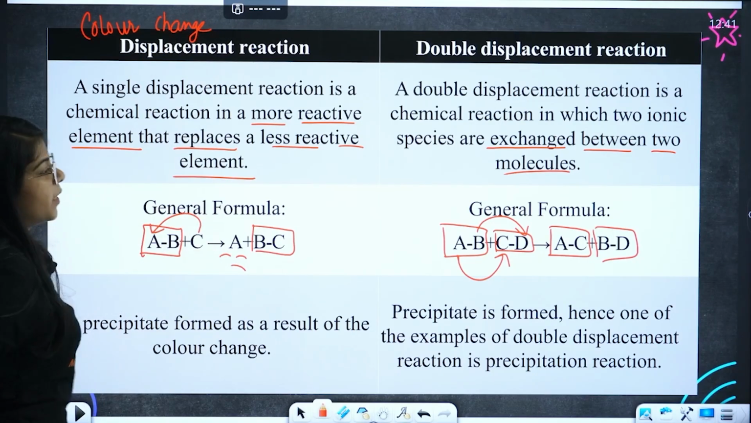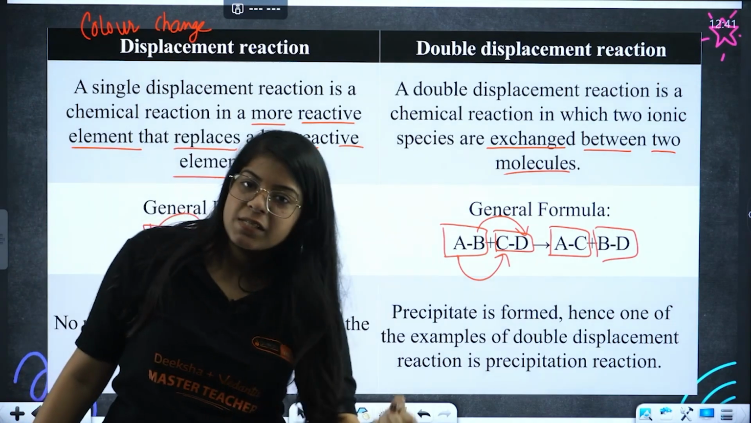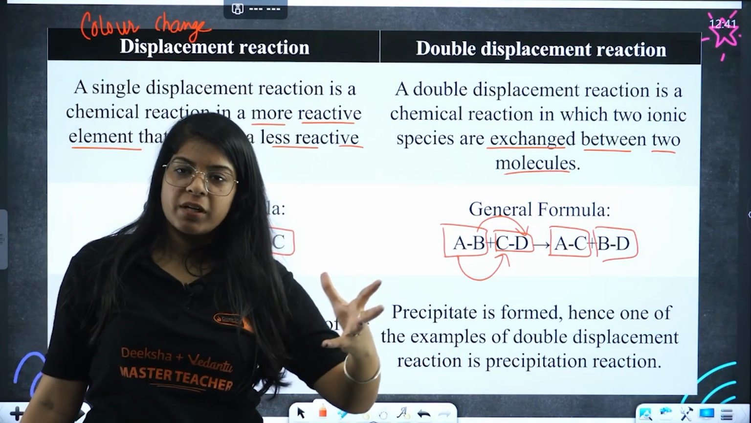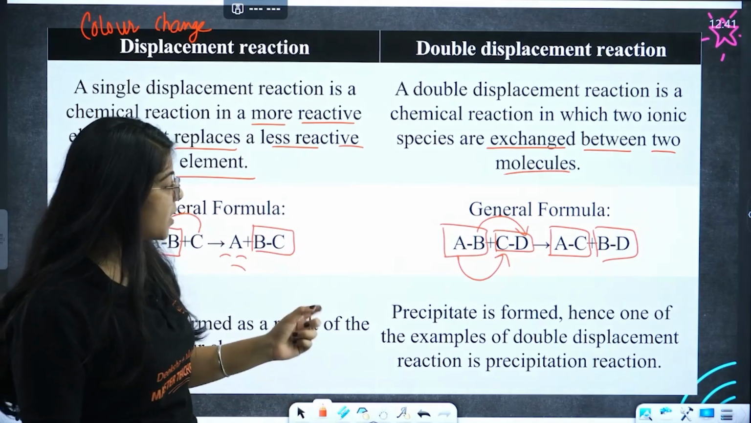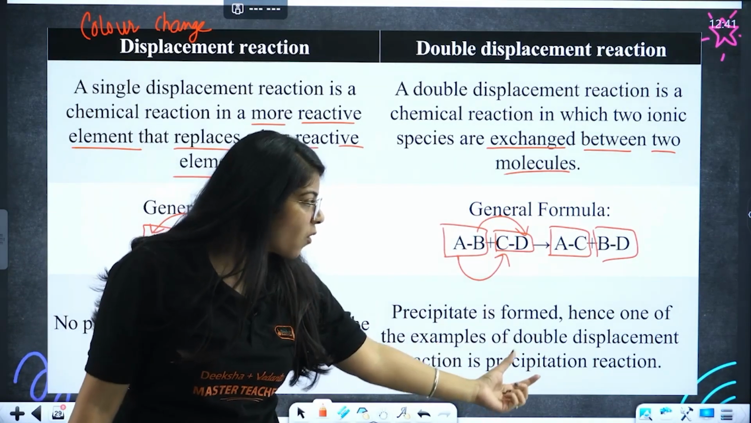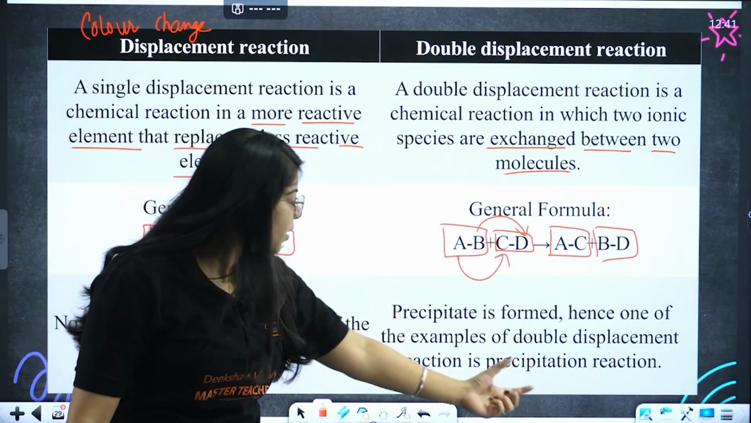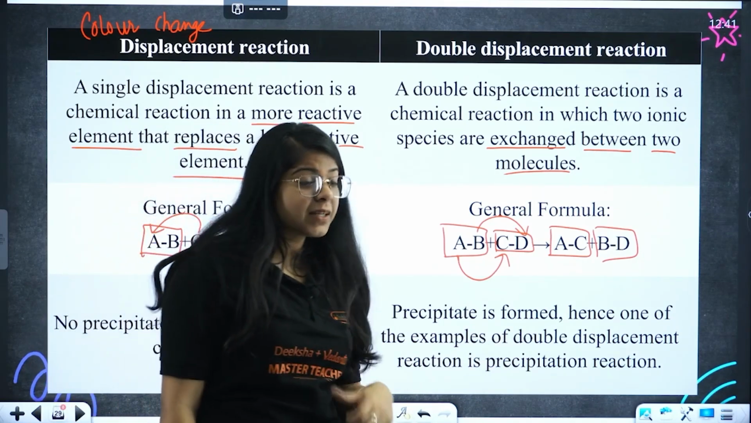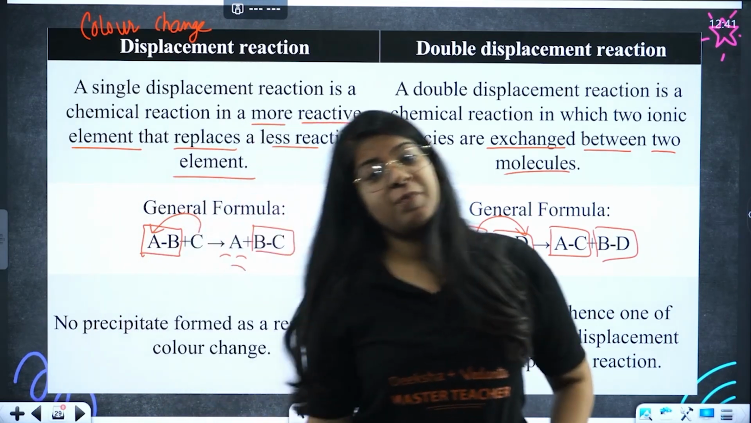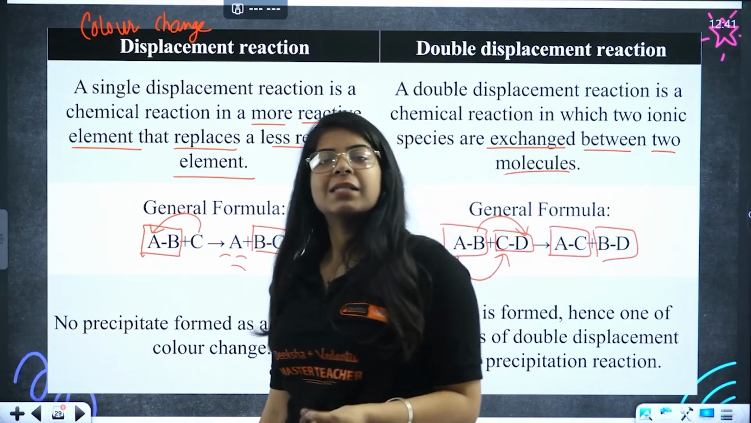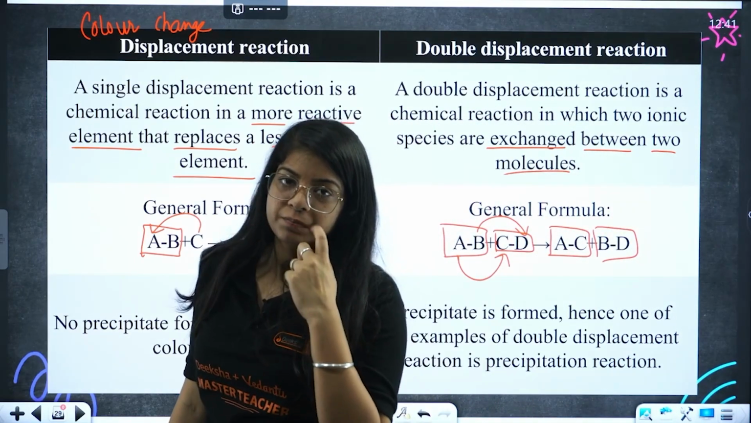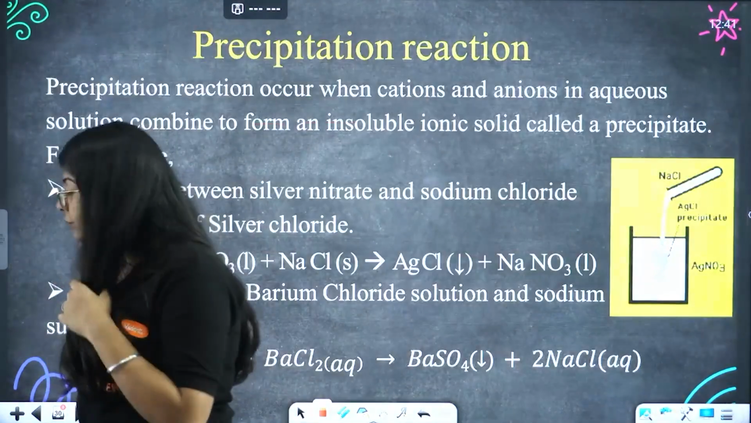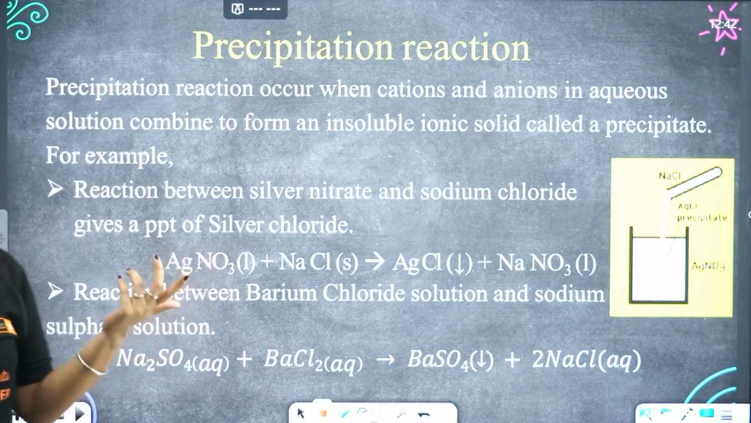There is no precipitate. Precipitate is something that settles down. So nothing settles down in the displacement reaction, but in double displacement reaction, precipitate is formed. Hence, one of the examples of double displacement reaction is precipitation reaction, which we will study in a bit. That means, in double displacement reaction, always a precipitate will be formed. Understood?